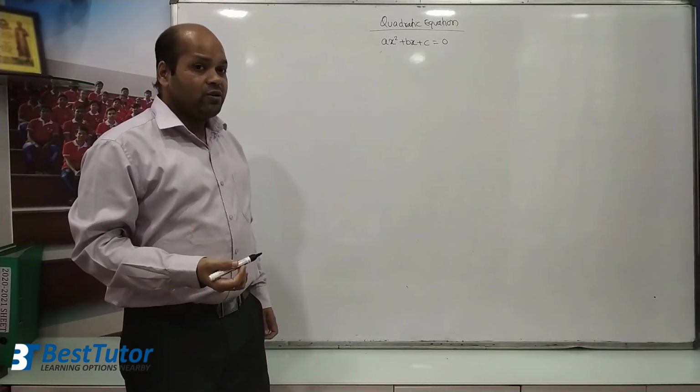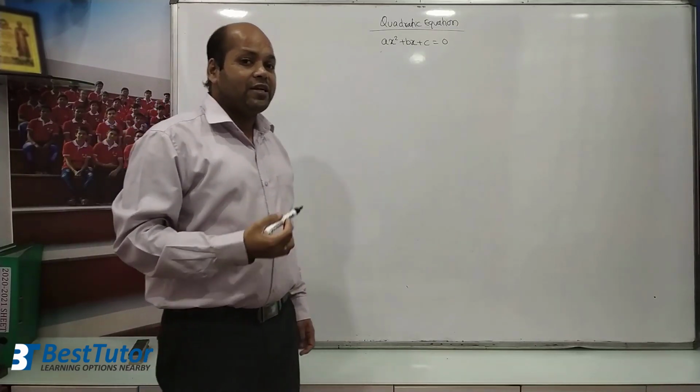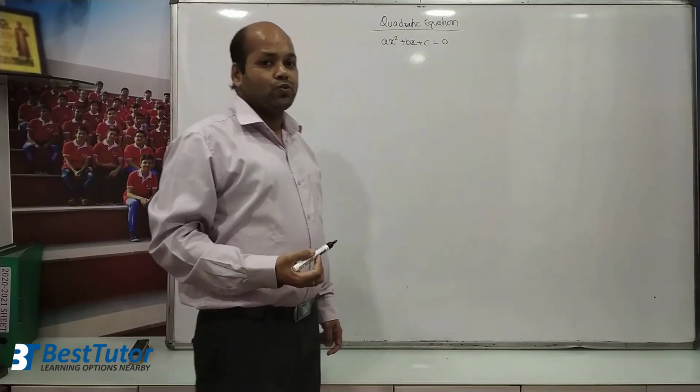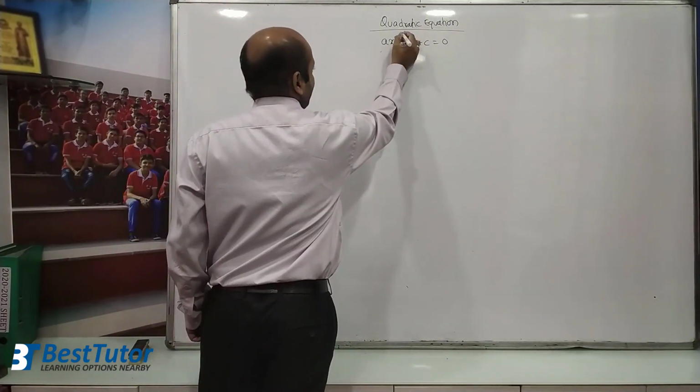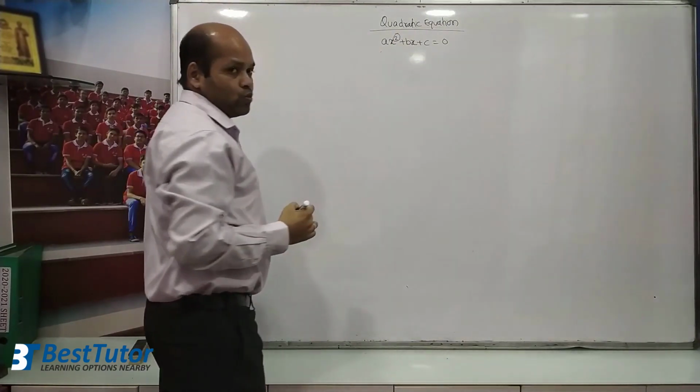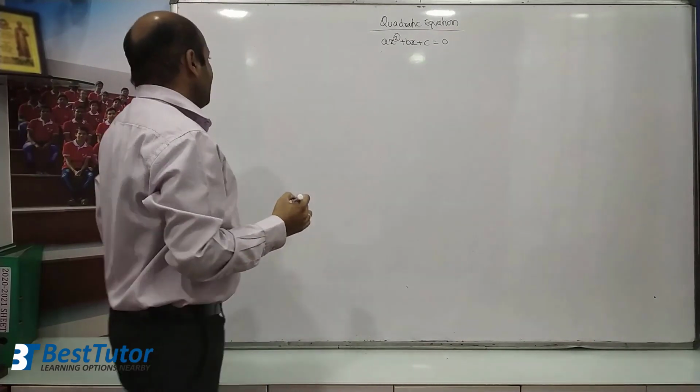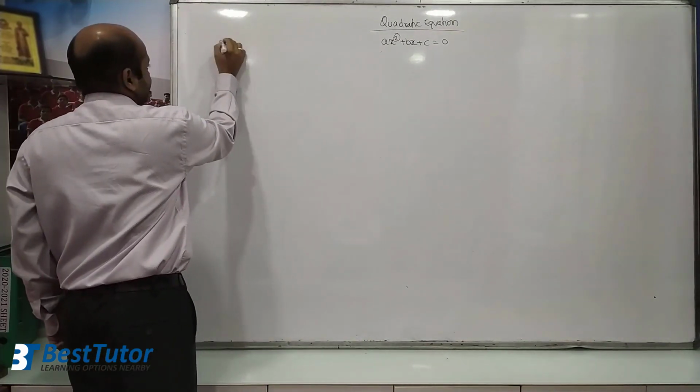What is a quadratic equation? It's an equation where the degree of the equation is 2. What do you mean by the degree of an equation? The highest power of the variable, that is 2. So I'll take an example for the degree of an equation.